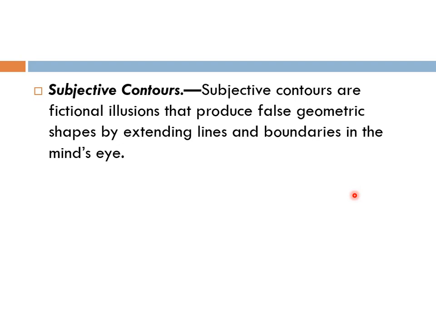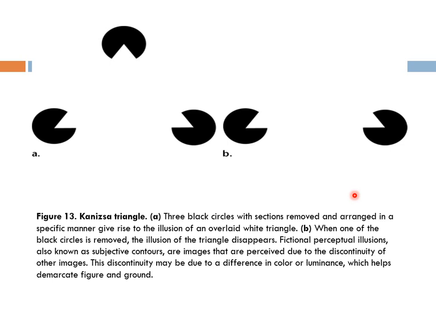For example, this Kanizsa triangle. We have three black shapes with a piece removed, and it gives you an illusion of a white triangle. But when we remove one of them, the triangle disappears. When you look here, you see a white triangle, but here there's nothing. This discontinuity may be due to a difference in color or luminance, which helps demarcate figure on ground.